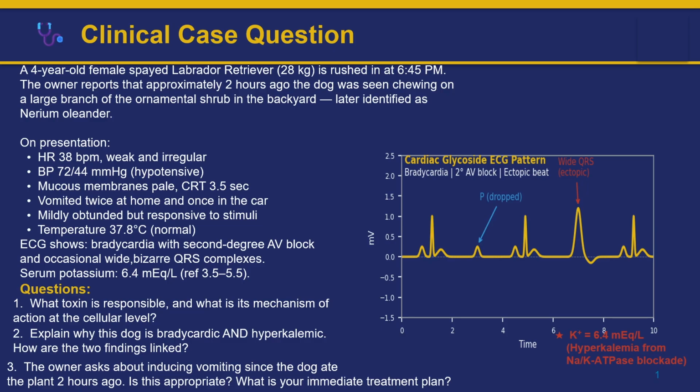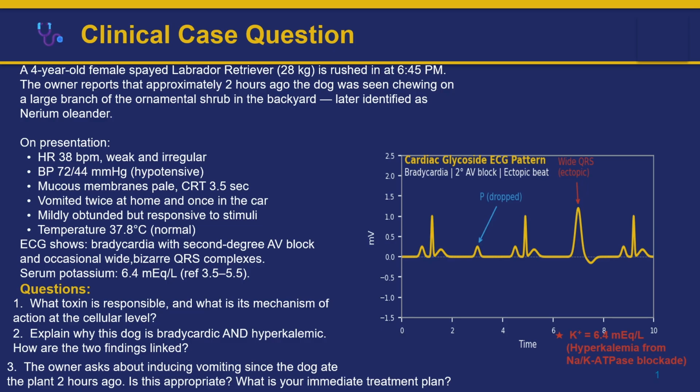Answer to question 3. Emesis at this point? No. Emesis is contraindicated and inappropriate. 2 reasons. First, 2 hours have passed since ingestion. For most toxins, the effective decontamination window for emesis is within 1 to 2 hours. Significant oleandrin has already been absorbed, as evidenced by the severe cardiovascular signs already present.